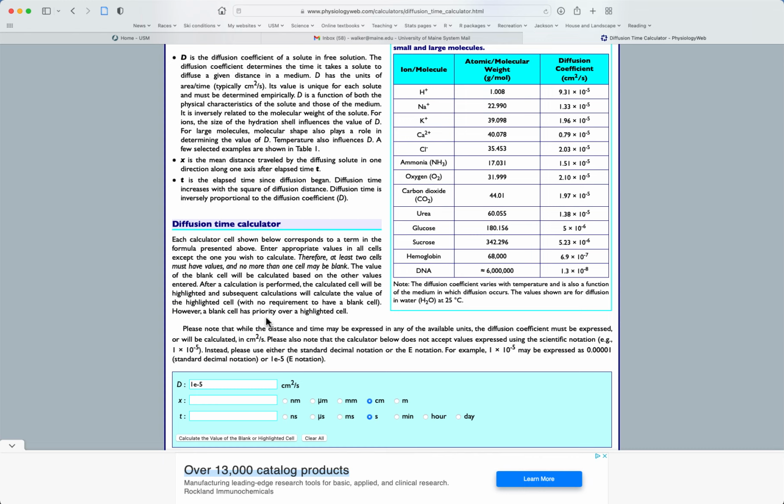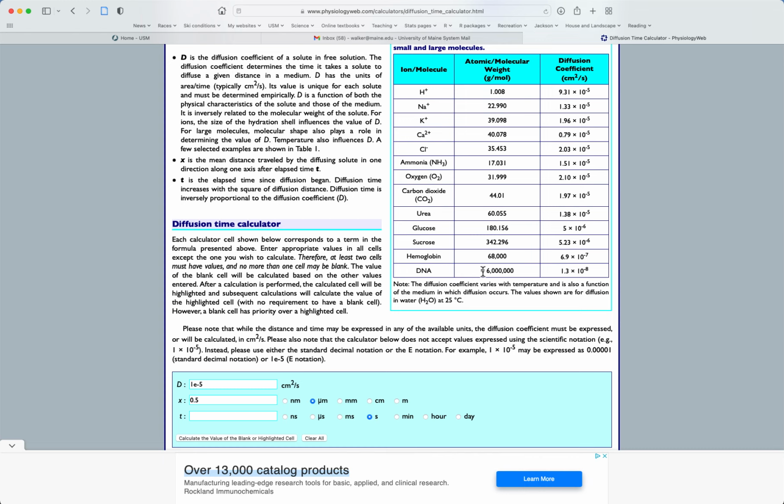All right, let's compute the diffusion time for oxygen to diffuse from the air in the lung alveolus to the blood in an alveolar capillary. The structure between those two points, the air in the alveolus and the blood in the alveolar capillary, is called the respiratory membrane, and it's about a half micron in distance. So our distance is a half a micron. We want to put 0.5 there for x, and we want to make sure we choose the correct unit. The default is centimeters. It's not centimeters, it's microns, micrometers, right?